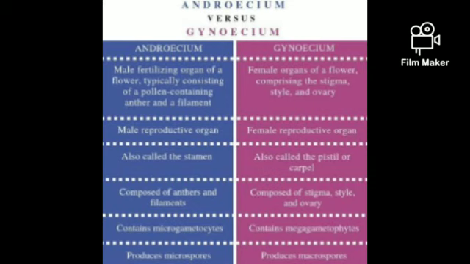Androecium is also called the stamen. Gynoecium is also called the pistil or carpel. Androecium is composed of anthers and filaments. Gynoecium is composed of stigma, style, and ovary. The rest two differences that are given here you are required to know in the higher classes. So you may omit these two differences given in the last.